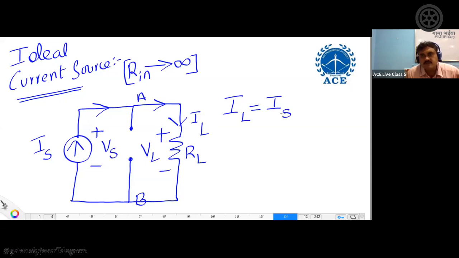That means there is no wastage at all. So when this condition exists, we say that this is representing an ideal current source. Internal resistance, in the ideal case, is infinite. That is the meaning of an ideal current source. Right? Is it clear?